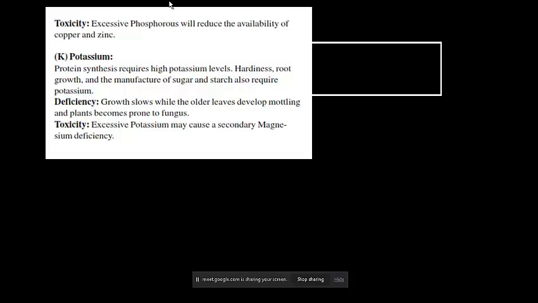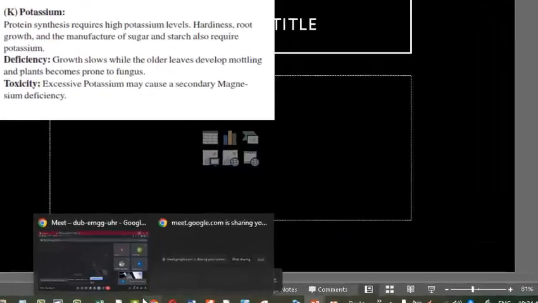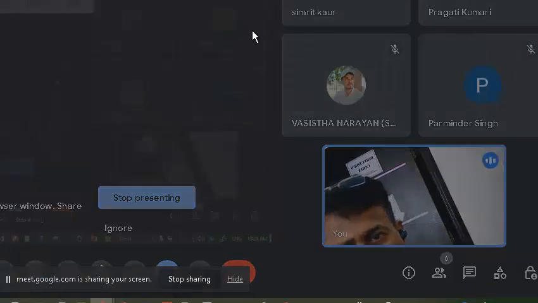Okay, so that's a recap. Good recap will be there, because hydroponics means managing the plants. How you are going to manage the plants? It's all about managing the plants.